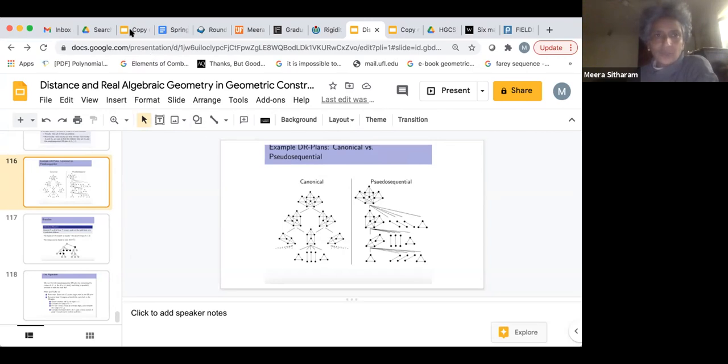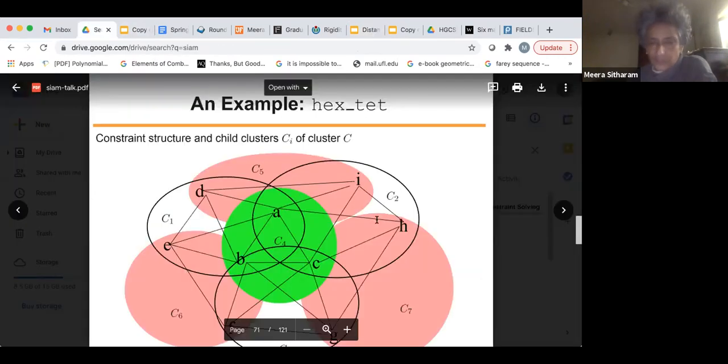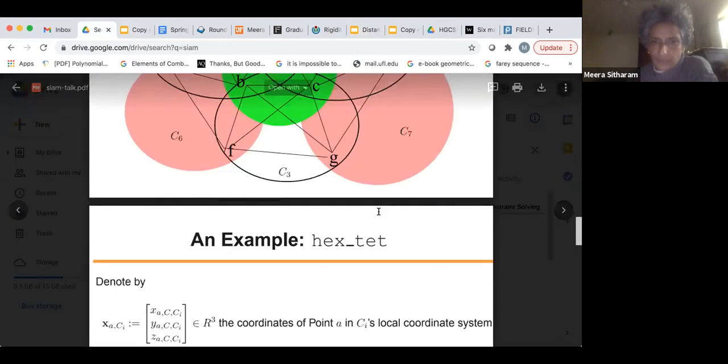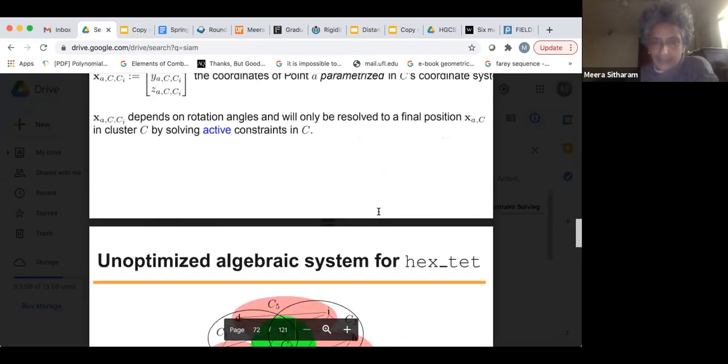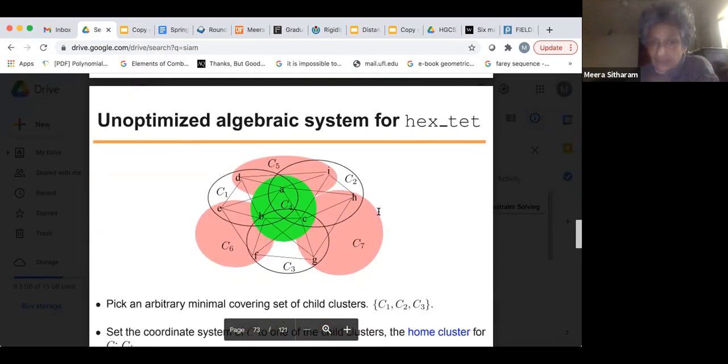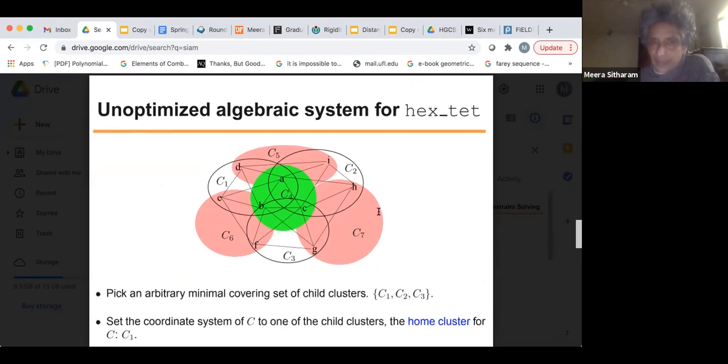Those are what we call active constraints. That's what we mean by active constraints here. So let's consider the situation where we didn't have a DR plan, just making it very clear why the DR plan is so crucial. Suppose we have the DR plan, but we're not thinking about it much further when we're solving the algebraic system.